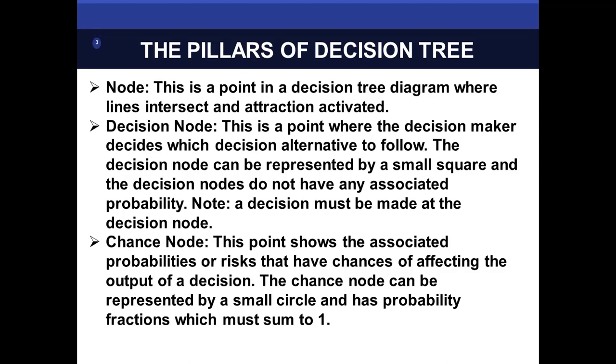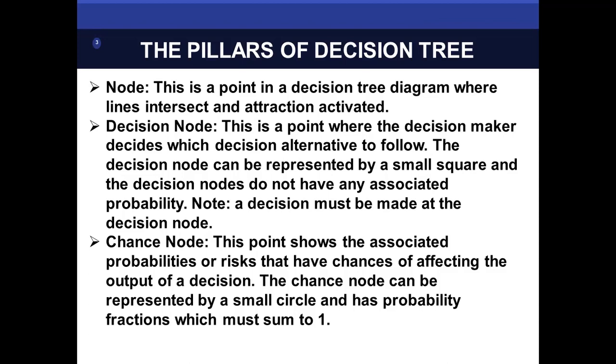The decision node can be represented by a small square, and the decision node does not have any associated probability. All associated probabilities can be traced only at the chance node. I'm giving you the pillars. In every decision tree, probabilities of occurrence, the feelings, the guts, can only be found at the chance nodes. These are the chances where things have probability of occurrence. But at the node where you have to make a decision, there's no chance, there's no probability. It's either you do this or you don't. Note, decision MUST be made at the decision node.